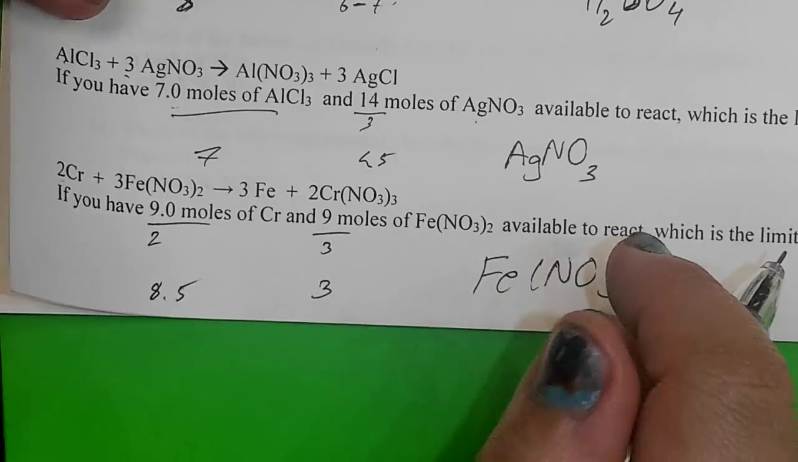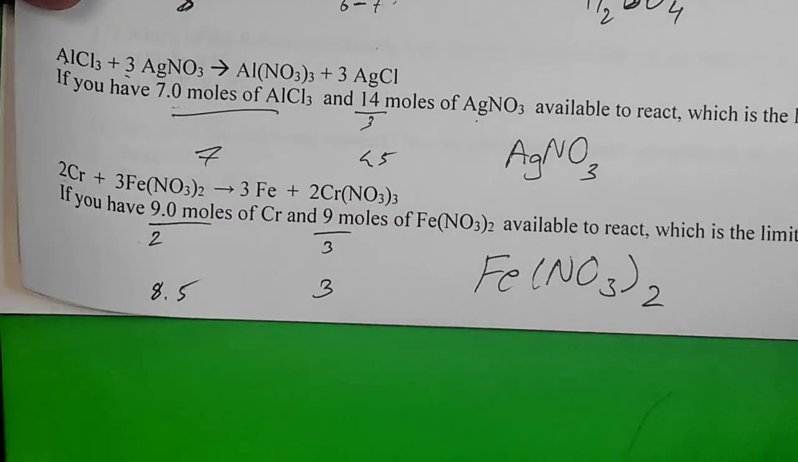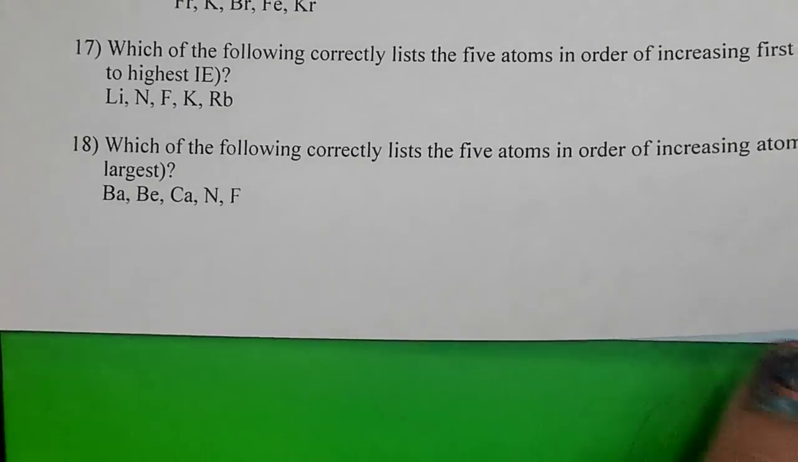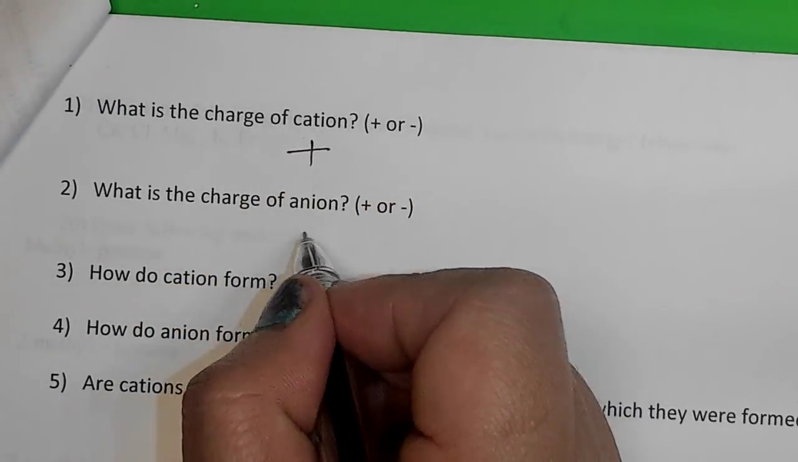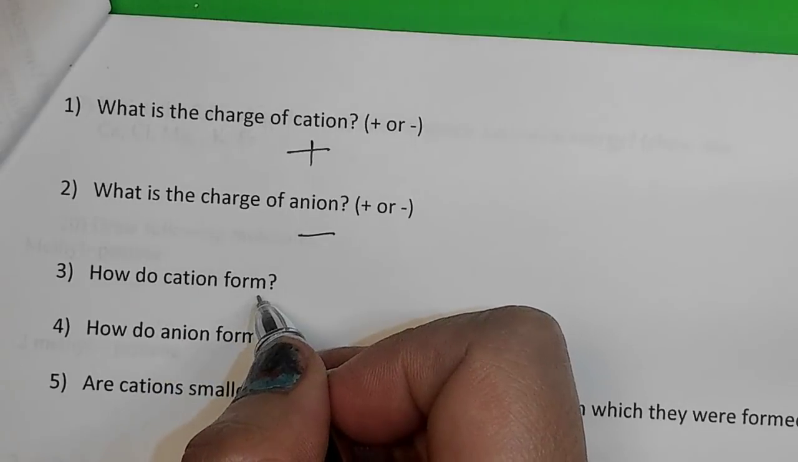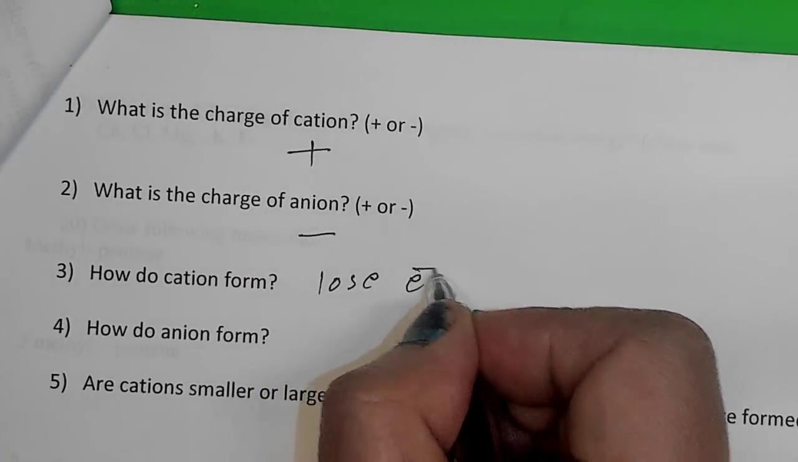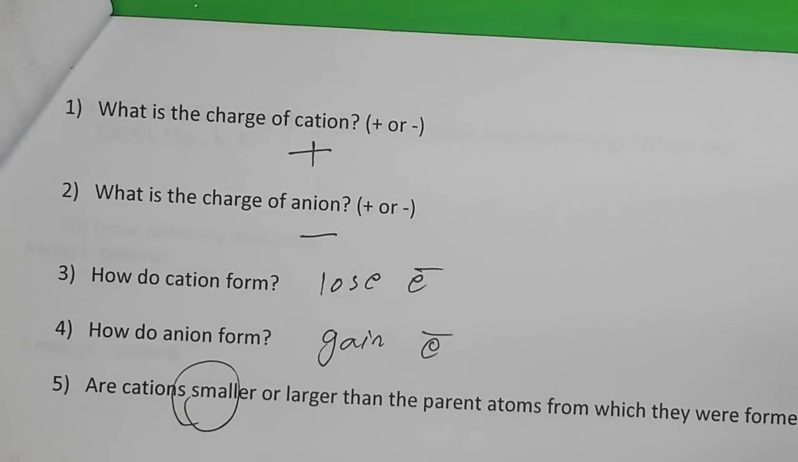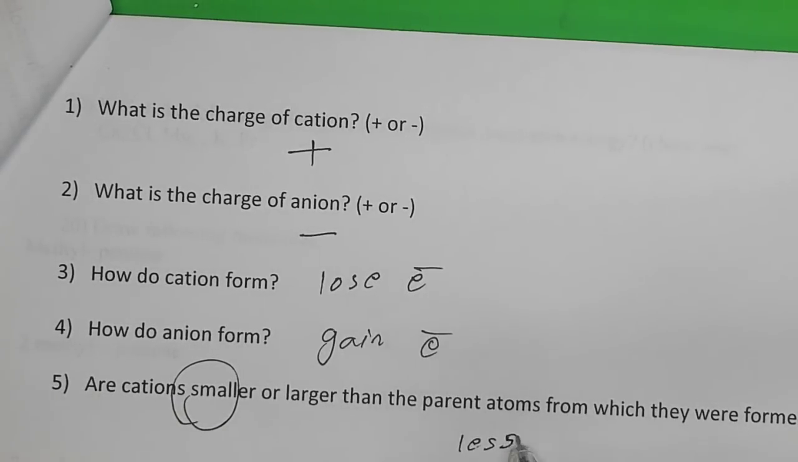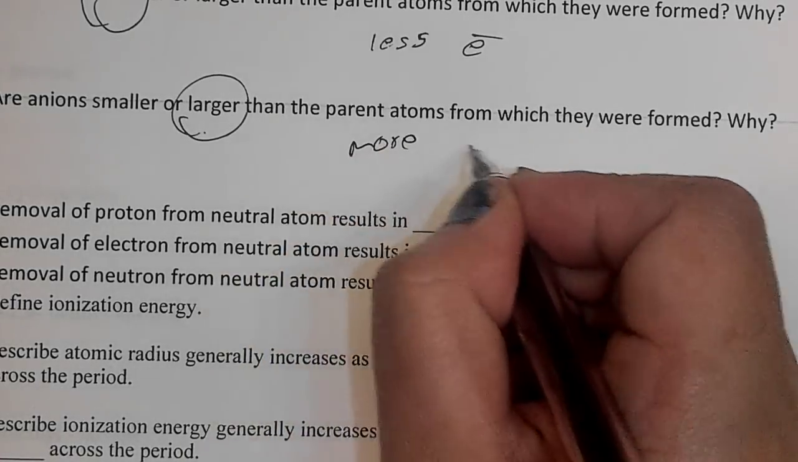Okay, so notice again, it doesn't have to do with how much you have only, it also has to do with the coefficient of the balanced chemical reaction. All right, cation, anion. What is the charge of cation? Remember that, cation plus, anion minus. How do we form cation? Okay, that means they are plus, that means they lose electron. Anion, gain electron. Okay, who is smaller? Cations are smaller. Why? Because they have less electrons. Anions are larger. Why? Because anions have more electrons.